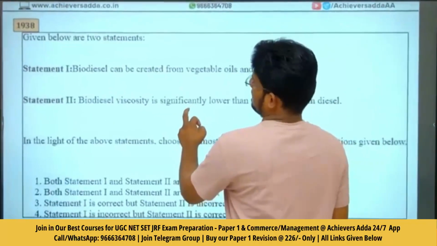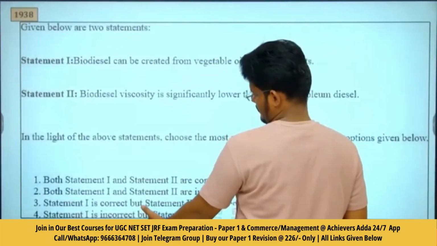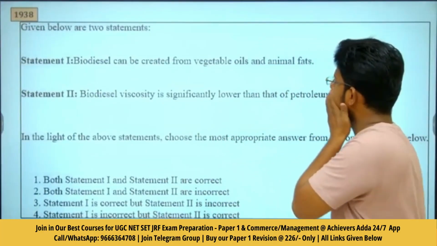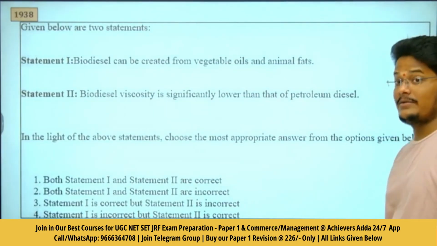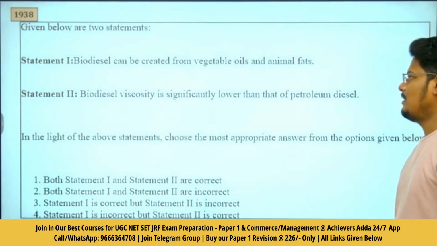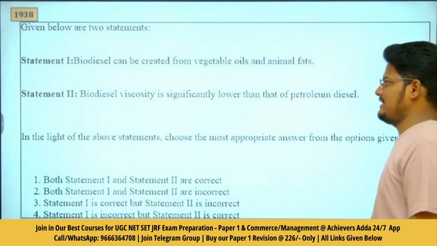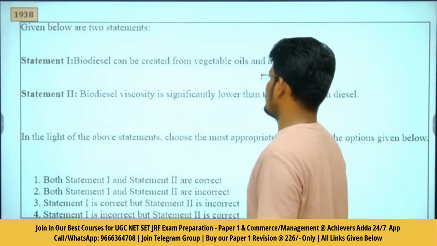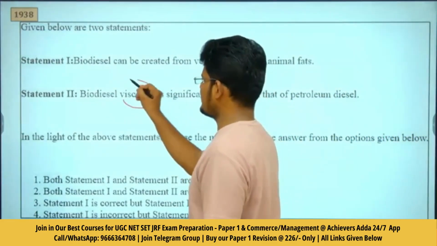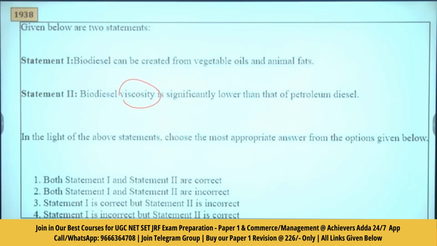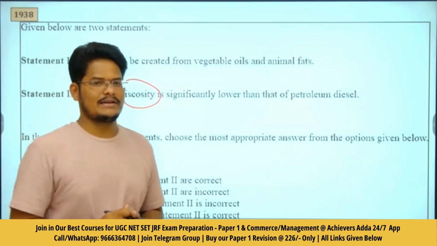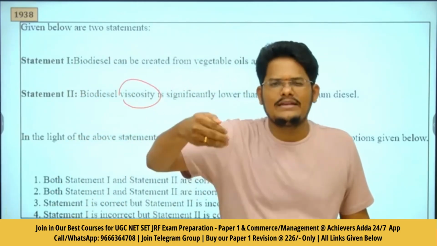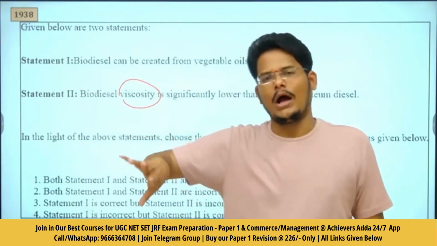Biodiesel can be created from vegetable oils and animal fats. Biodiesel viscosity is significantly lower than petroleum. What does the term viscosity mean? Viscosity means fluidity, not the burning capacity. It's fluidity: how easily it will flow.